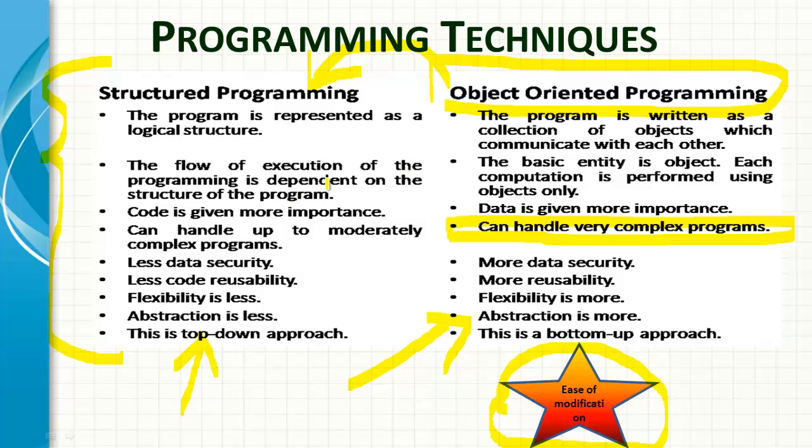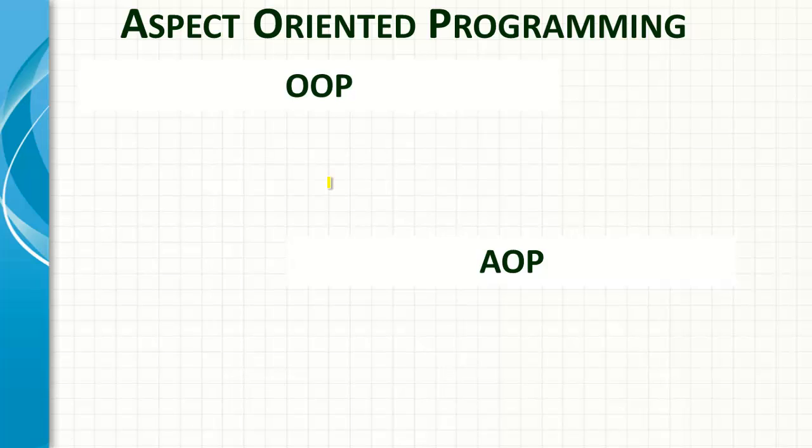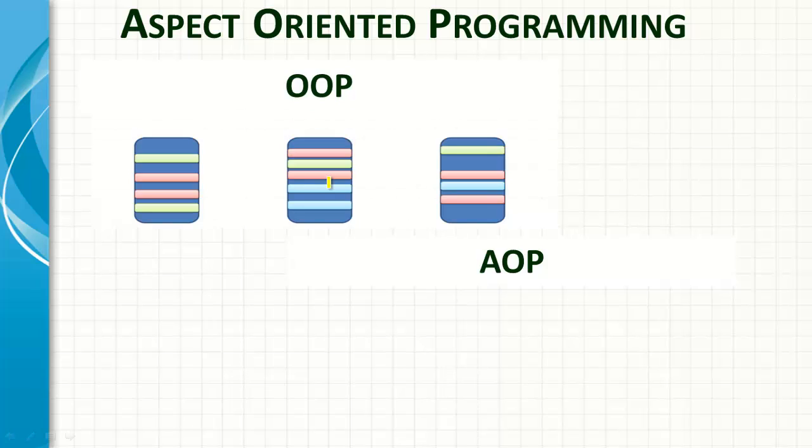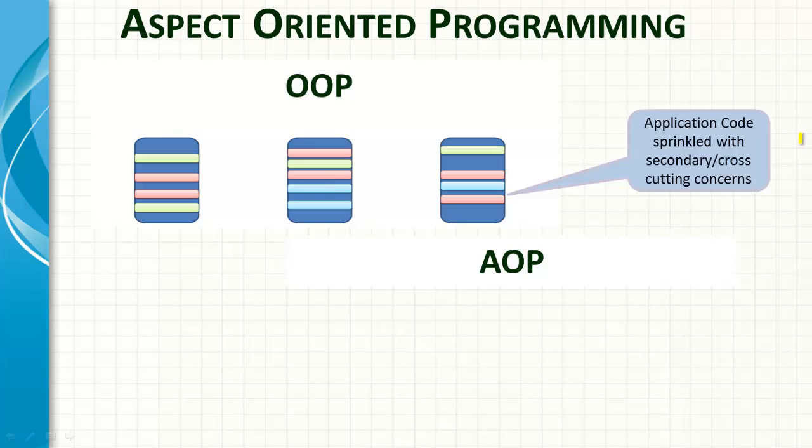Now that we have talked about structured programming a bit, and we have compared it a little bit with object-oriented programming, let's see the difference between OOP and AOP, the aspect-oriented programming. We need to understand what aspect-oriented programming is. OOP, object-oriented programming, is everything is a class, and these are all the application code. Now the problem is that application code is sprinkled with secondary and cross-cutting concerns.